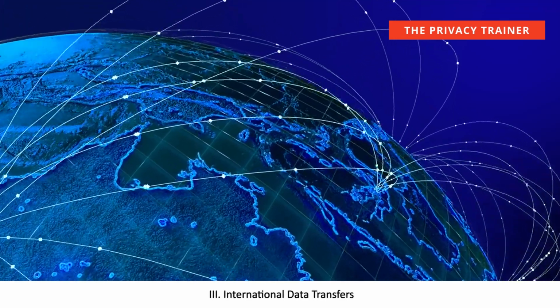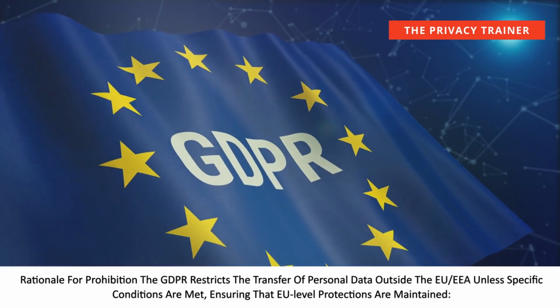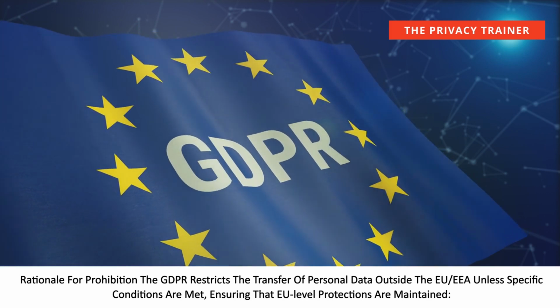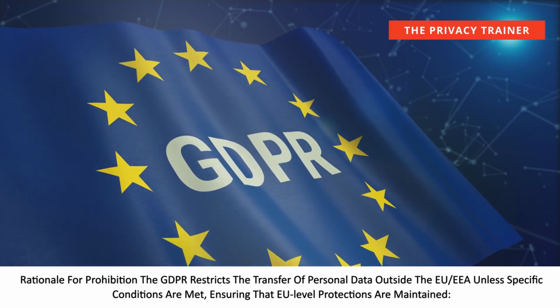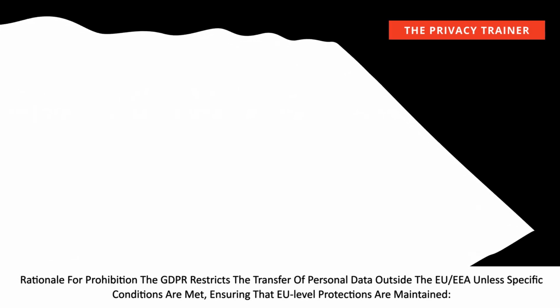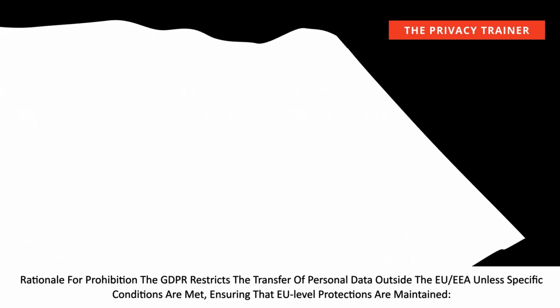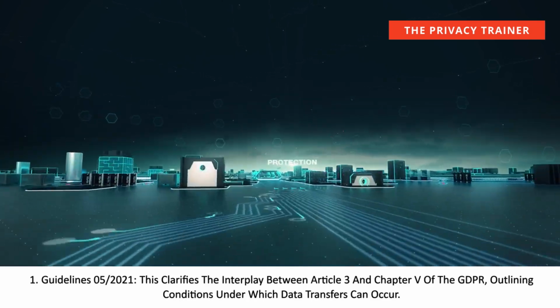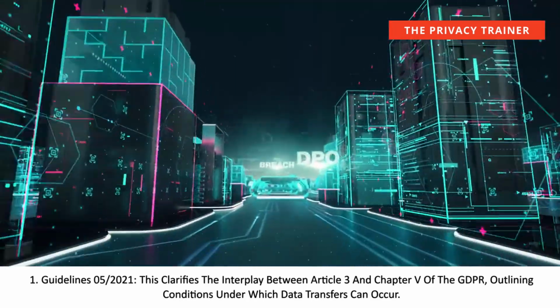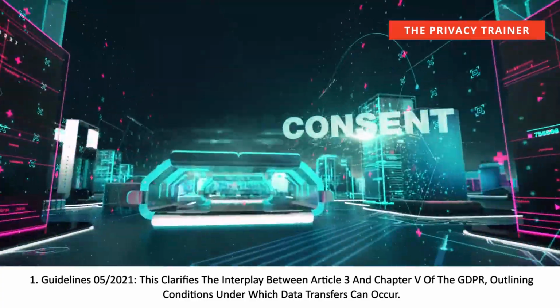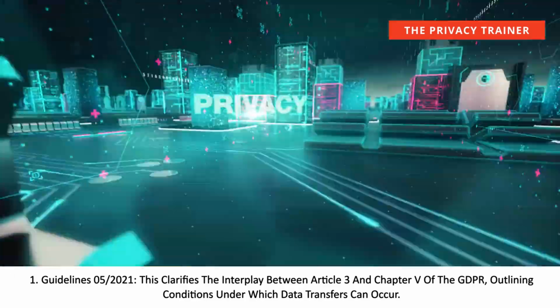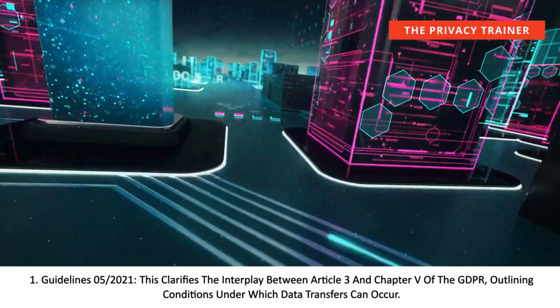International data transfers. Rationale for prohibition. The GDPR restricts the transfer of personal data outside the EU/EEA unless specific conditions are met, ensuring that EU-level protections are maintained. Guidelines 05/2021. This clarifies the interplay between Article 3 and Chapter 5 of the GDPR, outlining conditions under which data transfers can occur.